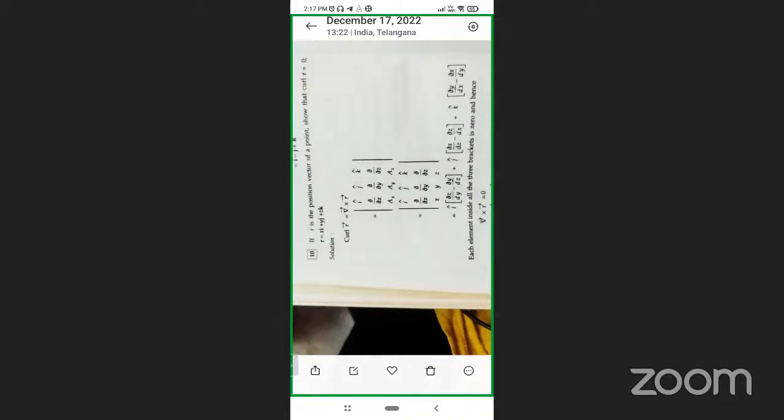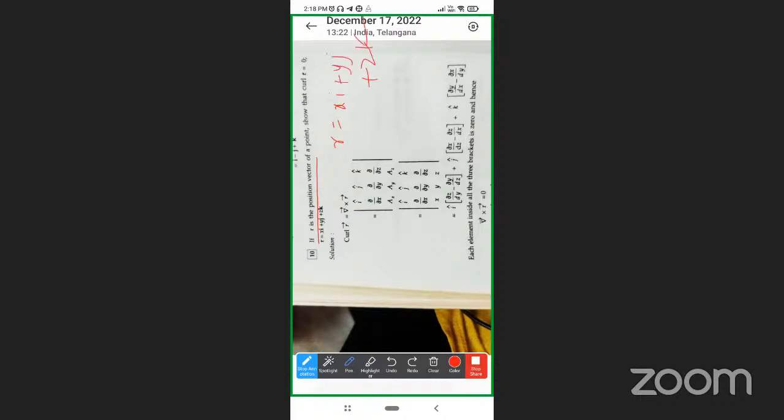So here, see, R is the position vector. R is the position vector means xi plus yj plus zk, the position vector of a point. Then show that the curl R is equal to 0. Then we can find that value, curl R. Curl R means del cross R. You can write either del cross R or curl R.